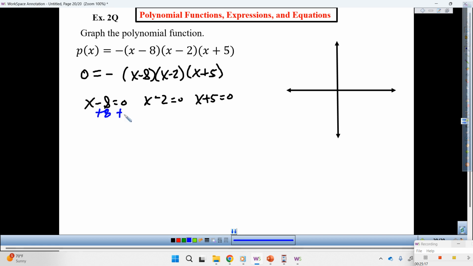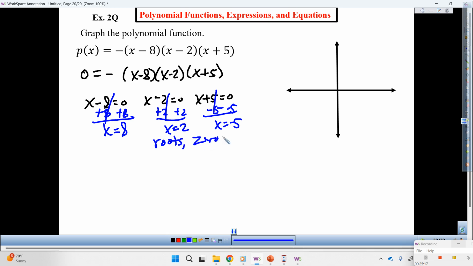Plus 8 plus 8, x equals 8. Plus 2 plus 2, x equals 2. Minus 5 minus 5, x equals negative 5. These are my what? Roots, or my zeros. So, how many x's do we have? 1, 2, 3. So it comes from the parent function x cubed. That means it starts where, everyone? At 3. And it ends where? At 1. However, let's graph our zeros first.